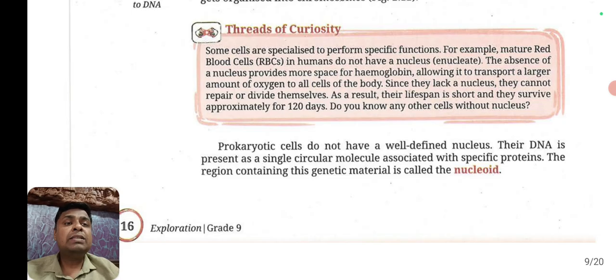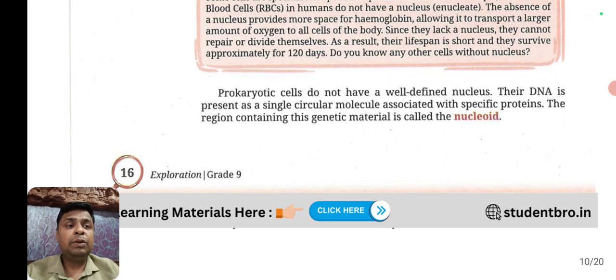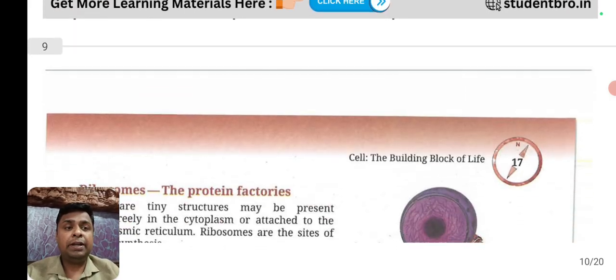So they lack a nucleus. They cannot repair or divide themselves. So they are short-lived, 120 days. And we make a large number of RBCs every day in our body. Okay. So they have a life of 120 days. After that they die. New cells replace them. Prokaryotic cells do not have a well-defined nucleus. DNA is present, and the region containing the genetic material is called the nucleoid.